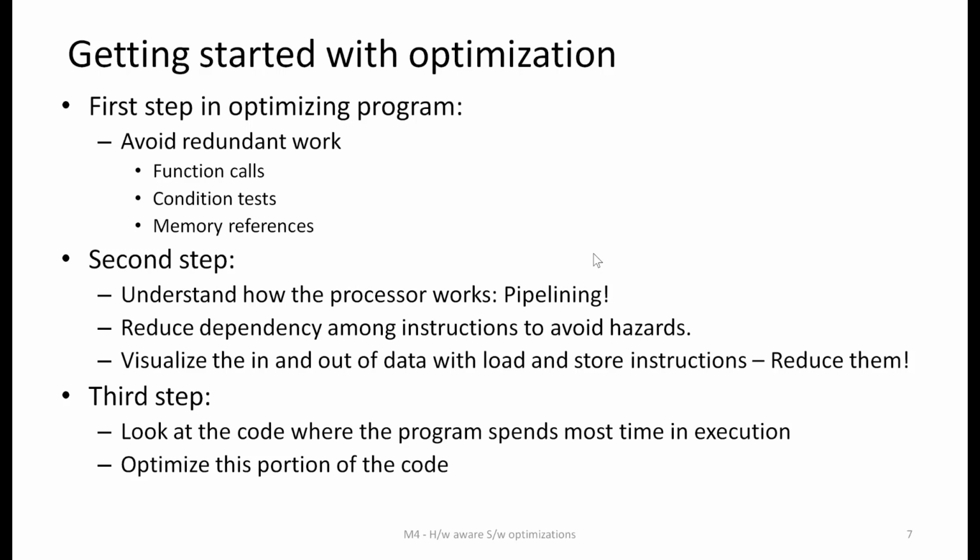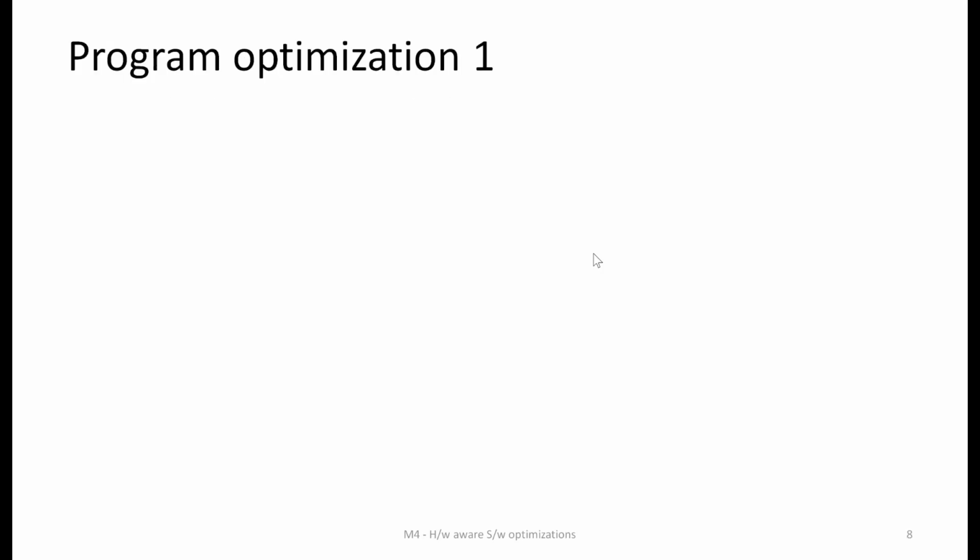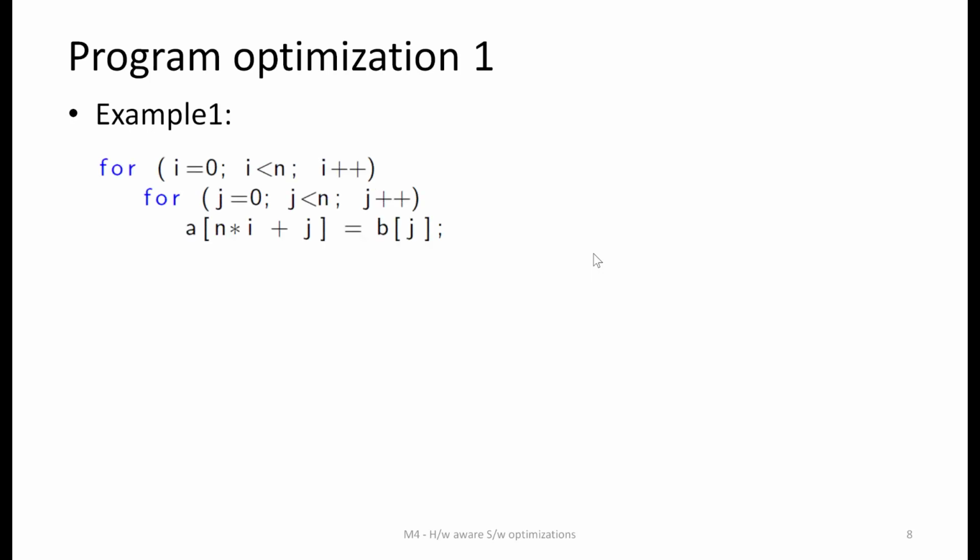So with all these small steps, the eventual program code that is generated and run will be much faster than an unoptimized program. So let's look at the different program optimizations. First one, let's try to understand with one example. Let's say we have two for loops, i loop and j loop, and we are doing some array accesses and trying to assign values to some element of array A, from some element of array B, based on some index calculation.